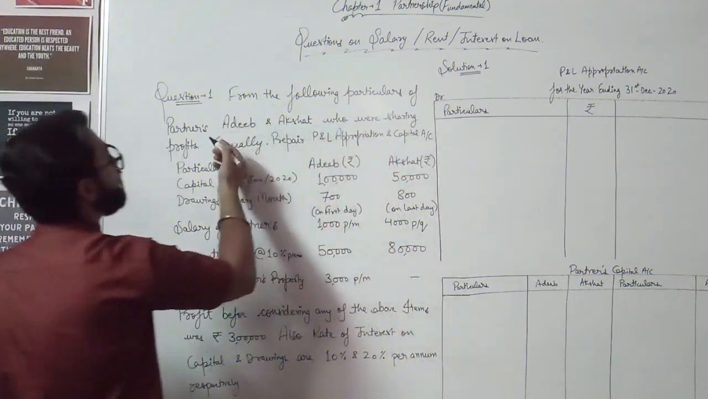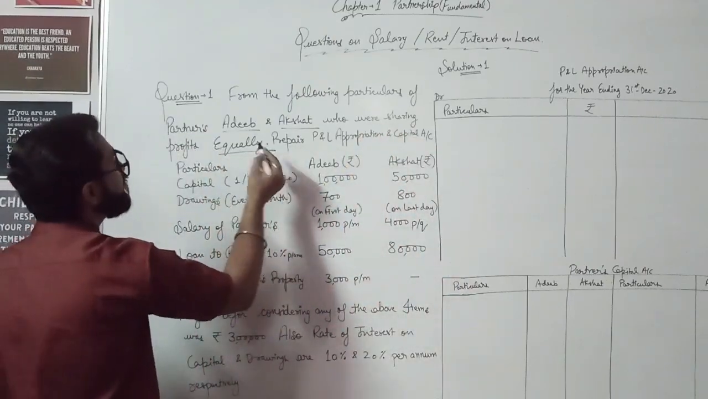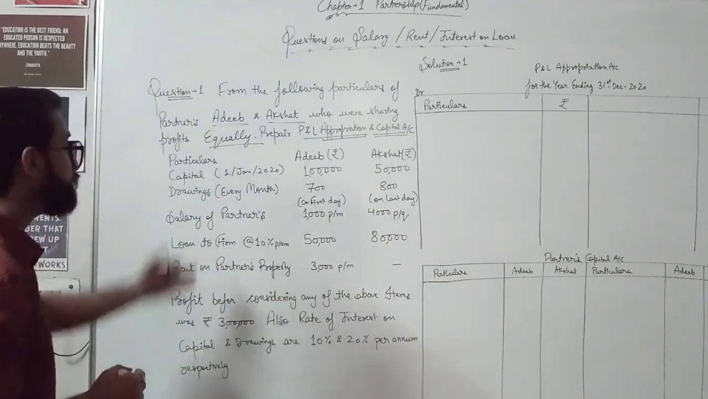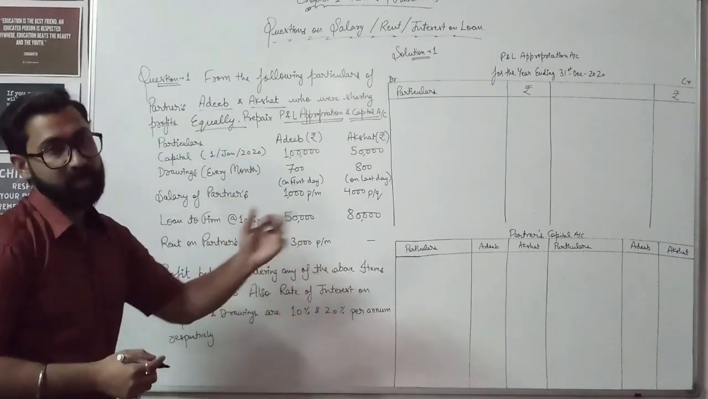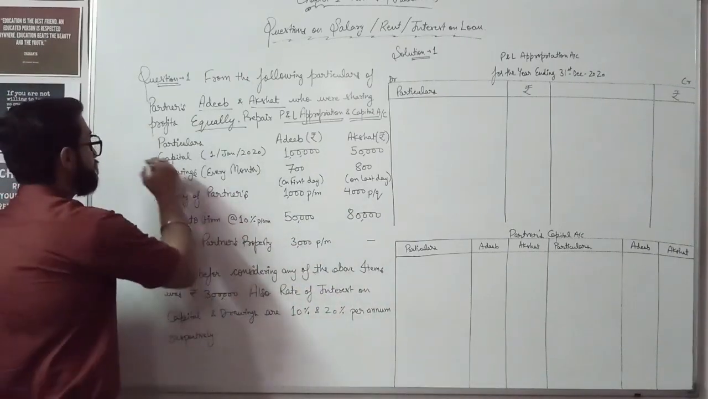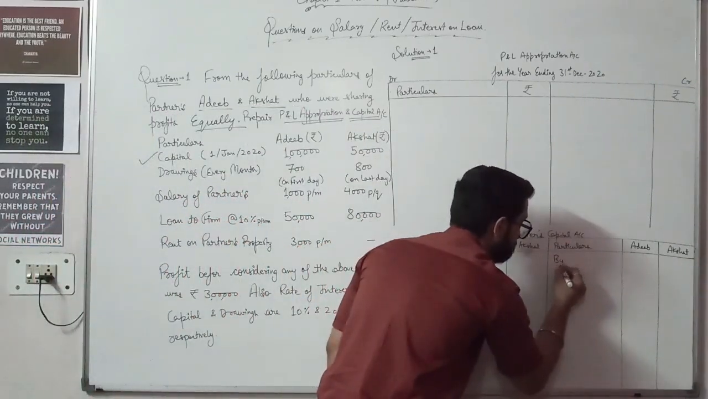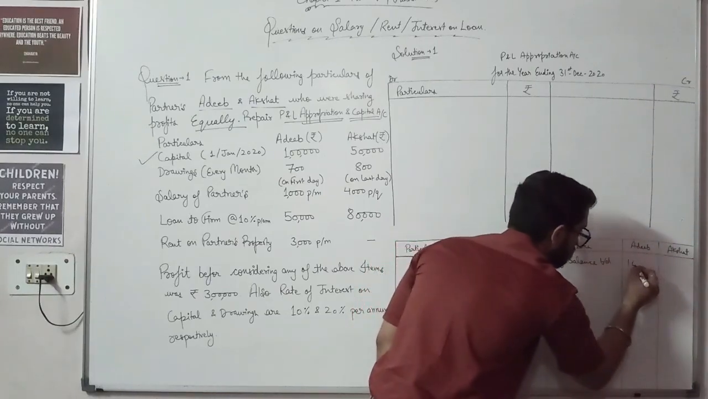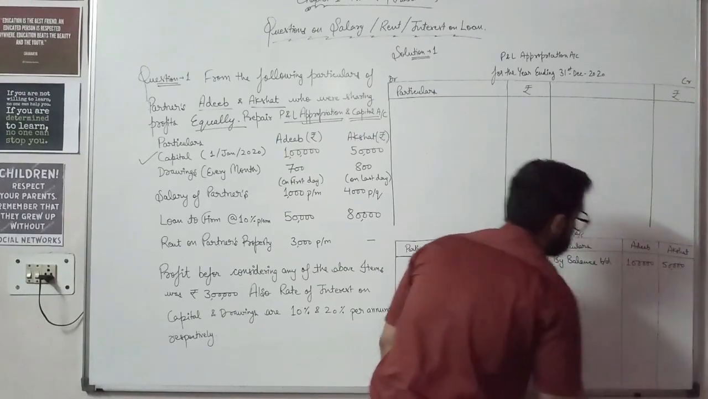Okay. From the following particulars of partners, Adeep and Akshat, who were sharing profits equally, prepare profit and loss appropriation account and capital account. Now, what are the particulars given? We will discuss the question and side by side we will put the items where they relate to. Capital, opening capital, Adeep and Akshat by balance brought down, 1 lakh rupees and 50,000 rupees.